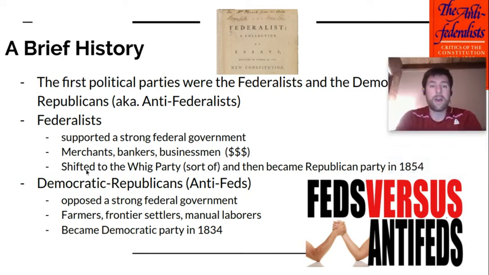And for a while, the Federalists existed as the Federalists, and as these parties have tended to do over time, they sort of change. They may not change in terms of what they believe in, but sometimes they change in terms of the name that they go by. So the Feds shifted to a name, the Whig Party, sort of. They weren't exactly like the Federalists, but they were very, very similar. And eventually that party formed into what we know today as the Republican Party, which started in 1854.